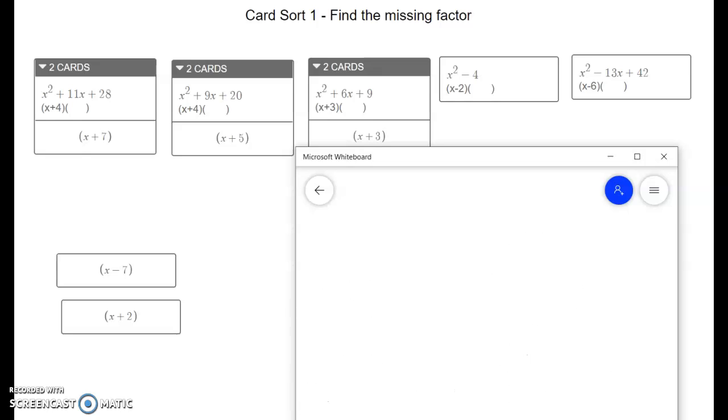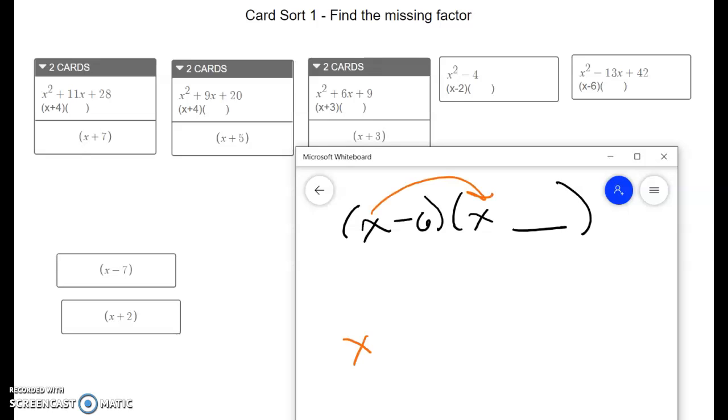All right, so now our last one over here, or second to last one. Let's try to figure out this x squared minus 13x plus 42. All right, so I have x minus 6, and then obviously x something, right? Plus or minus something. Well, I know that this is going to give me x squared.